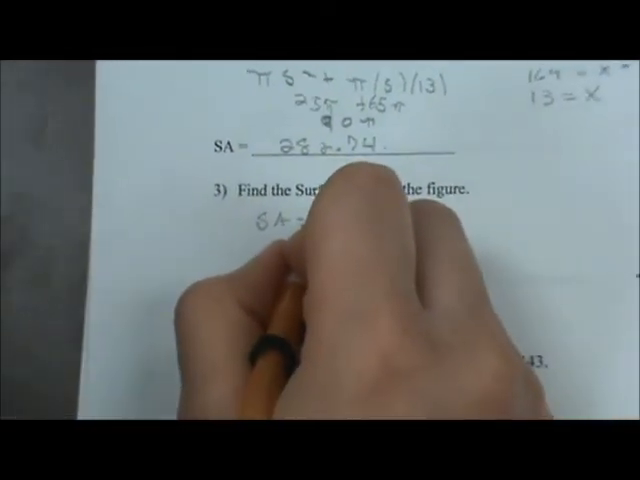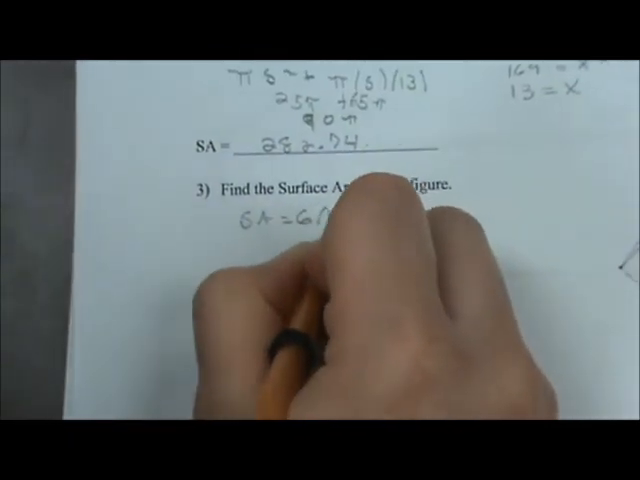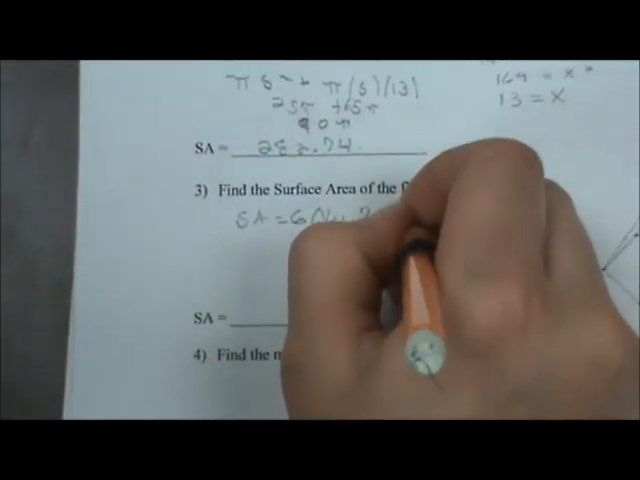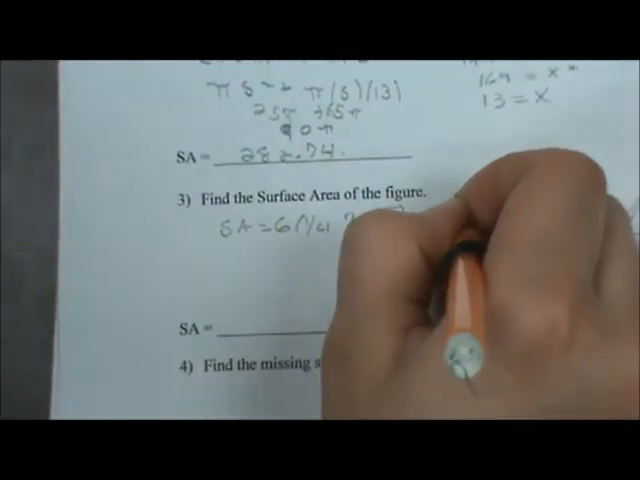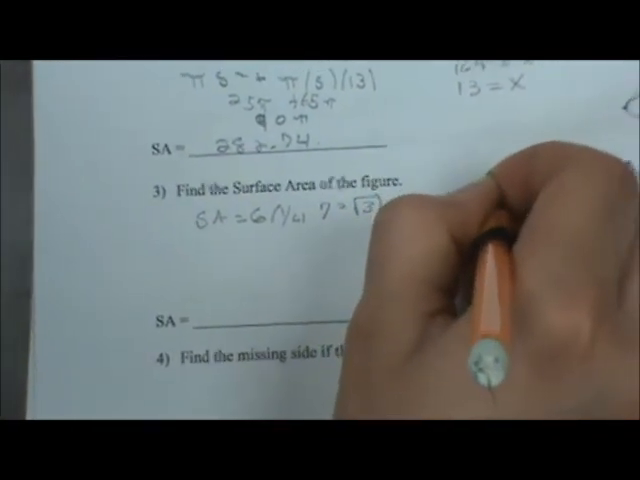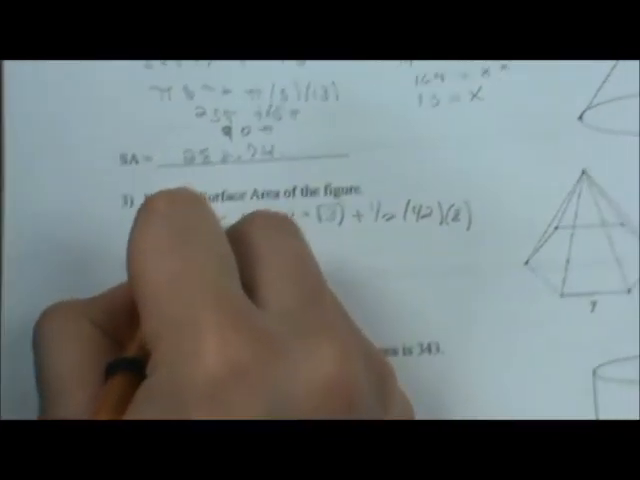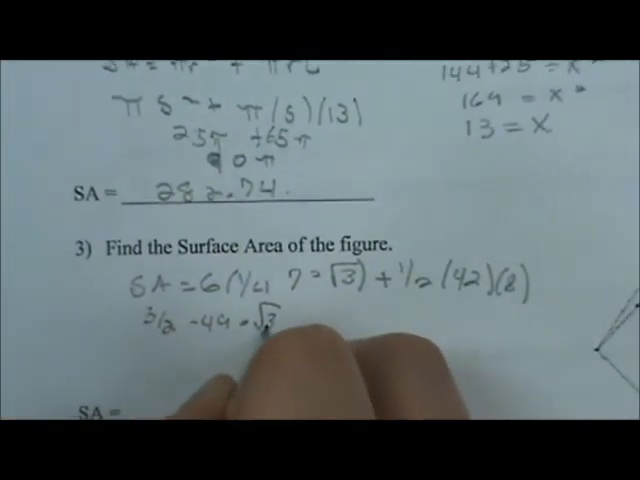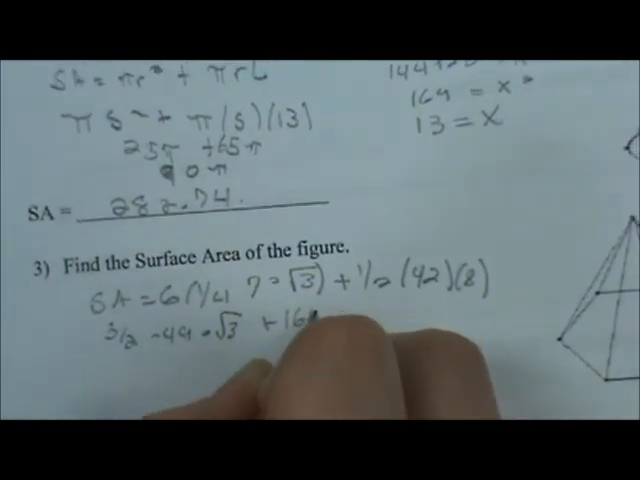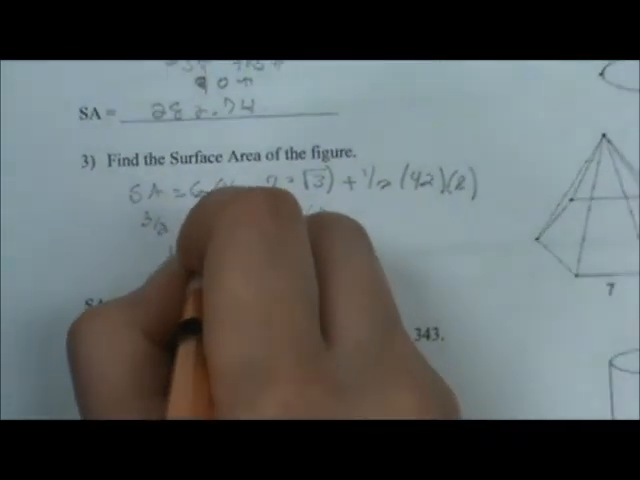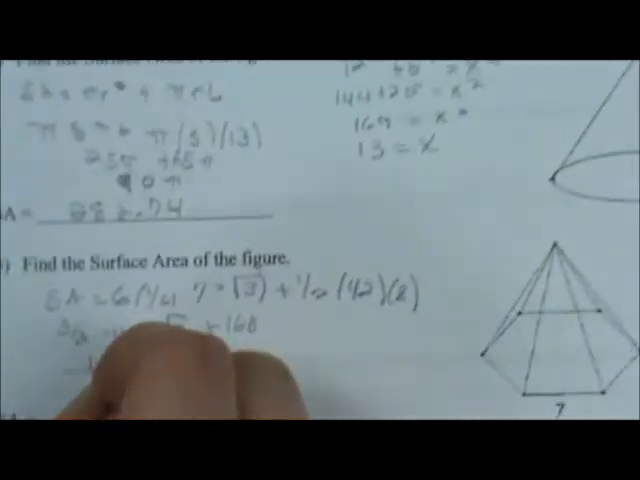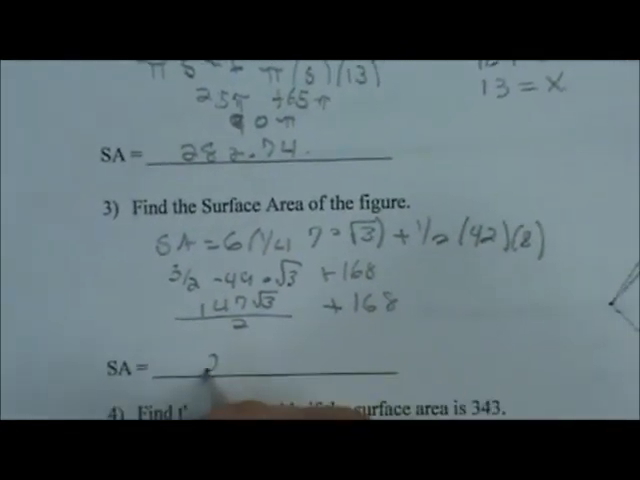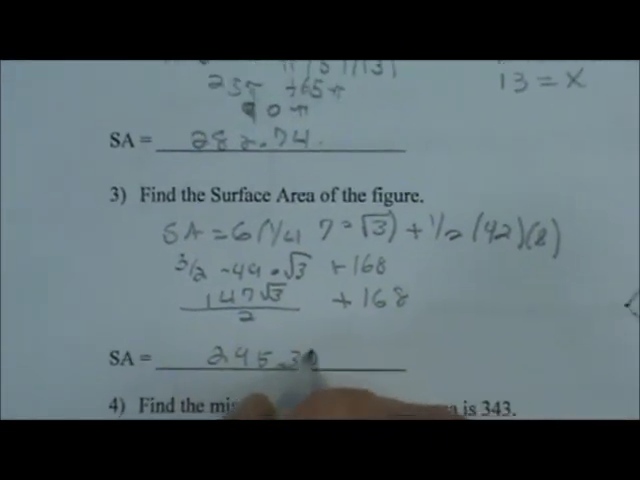Number 3. Surface area is going to equal the base of the hexagon plus 1/2 perimeter times our L. So we're going to have 6 times 1/4 times 7 squared square root of 3 plus 1/2 times 42 times 8. Simplifying, 147 square root of 3 divided by 2 plus 168. And all that is going to equal 295.305.